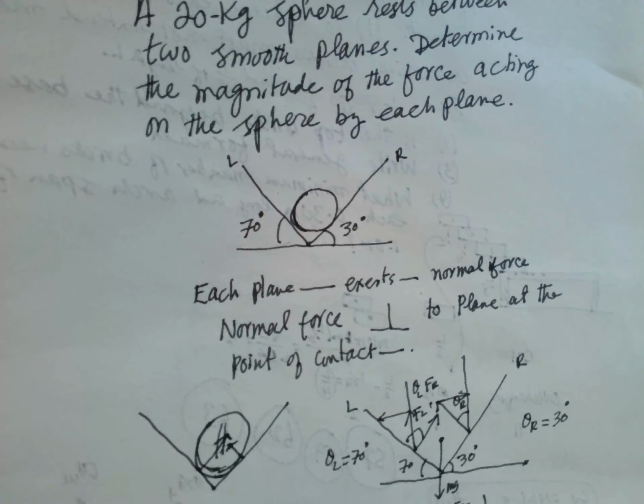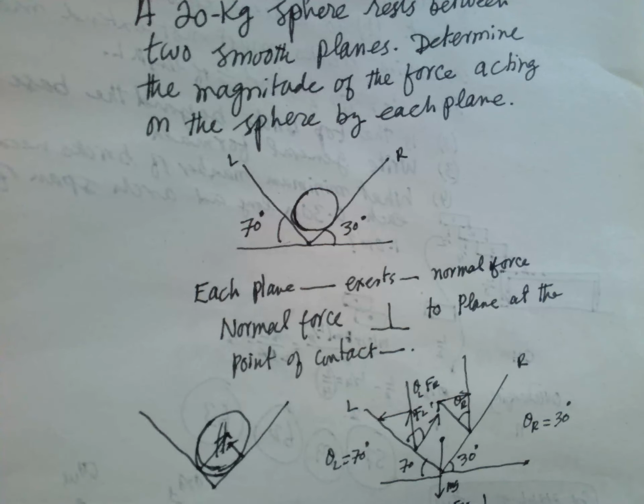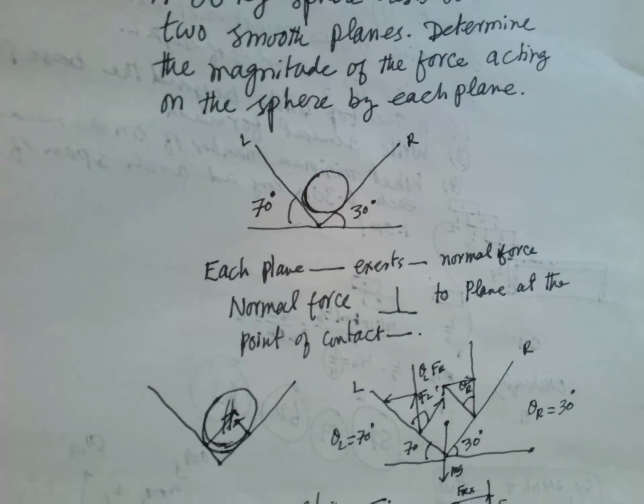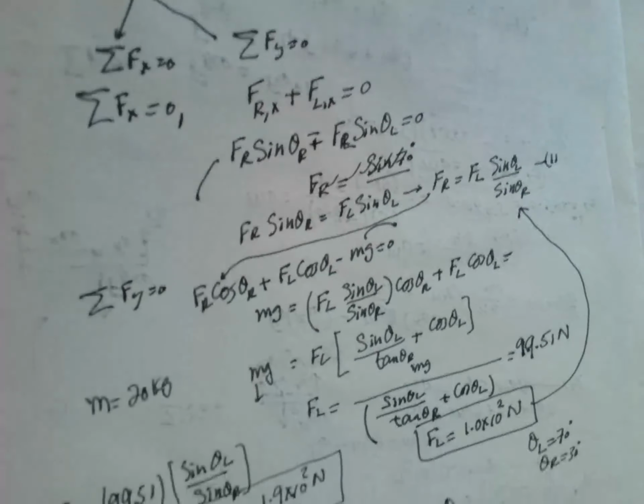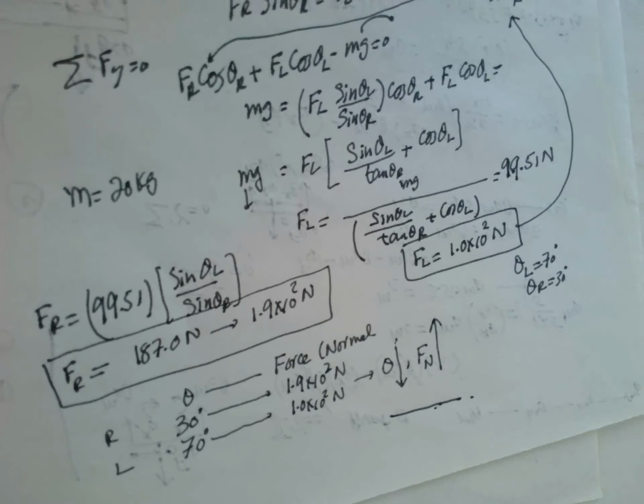So the steps for this problem are: draw the forces and resolve them, then state the condition of equilibrium, then separate and substitute the values, and then the conclusion. What is the conclusion? Smaller the angle, larger the force.